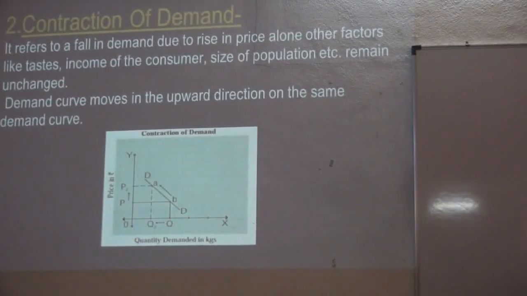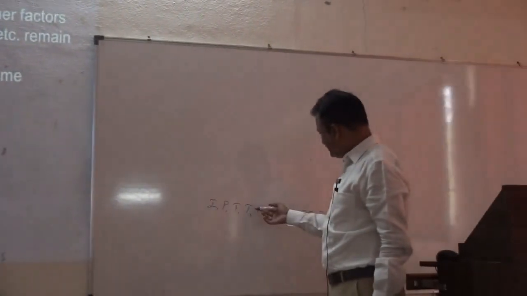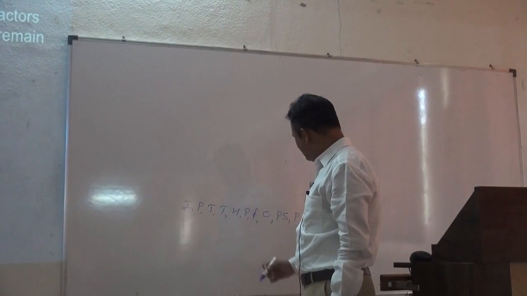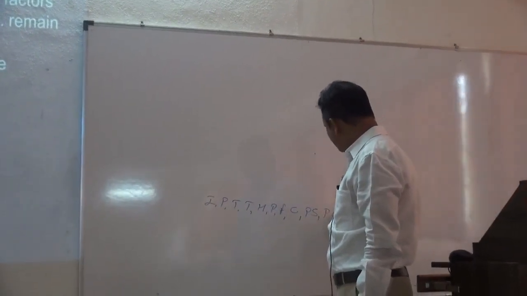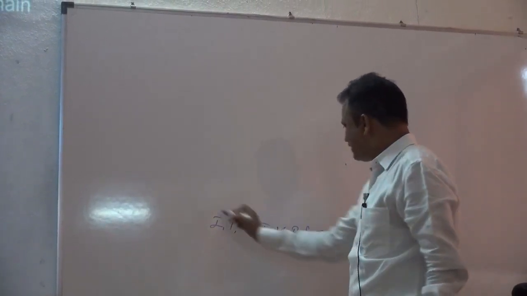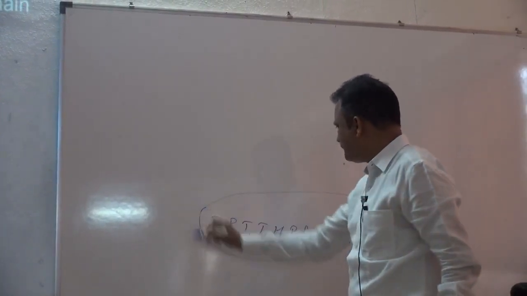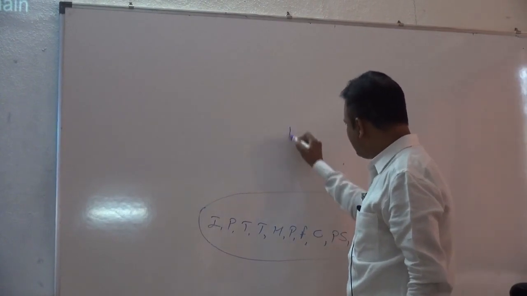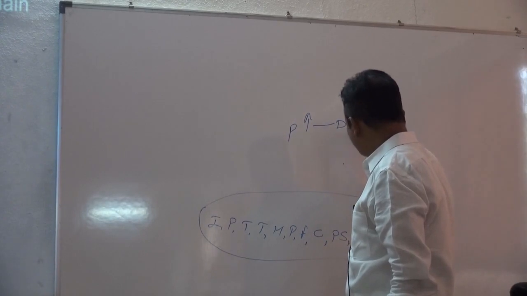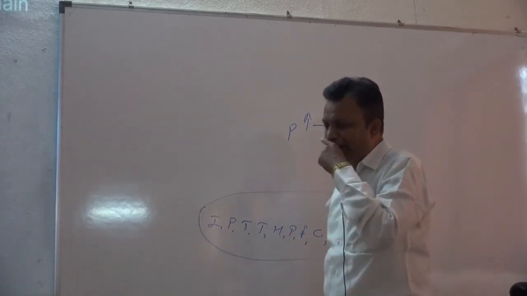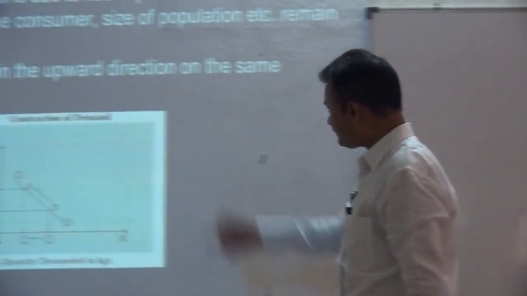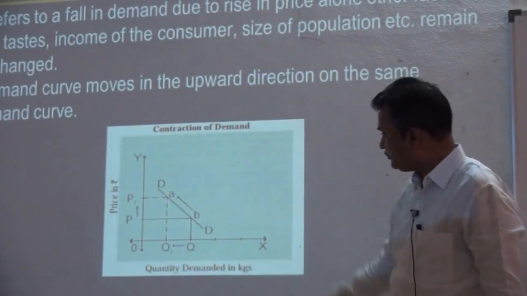Income, population, taste, then technology, habit, preference, fashion, then climatic condition, prices of substitute goods, prices of complementary goods, government policy. If all these factors remain constant, and at the same time the price of the product rises, and due to that the demand for the commodity falls down, there is said to be contraction of demand.